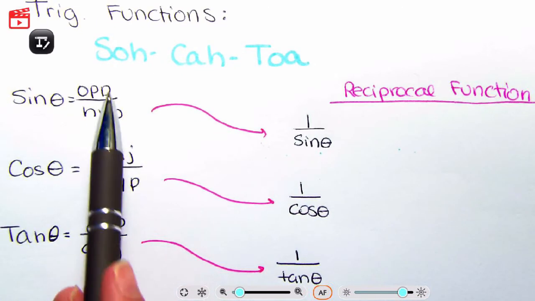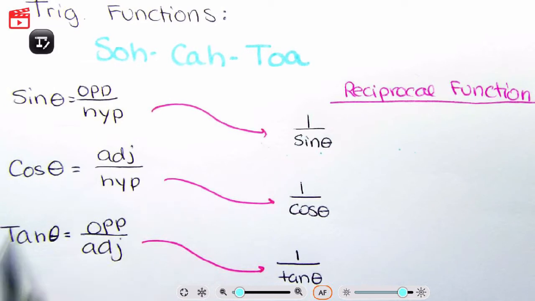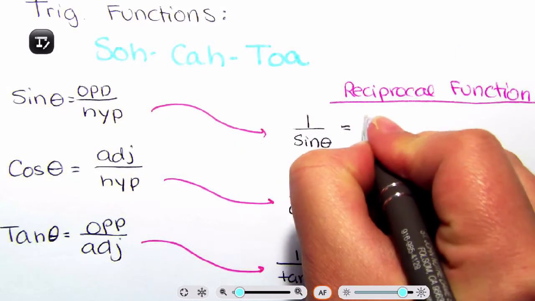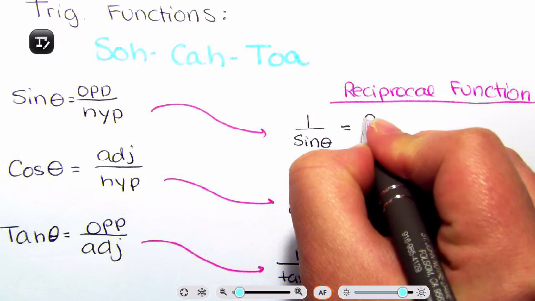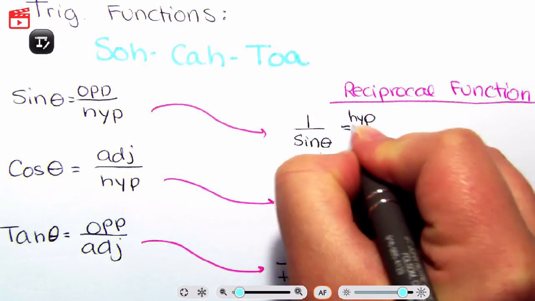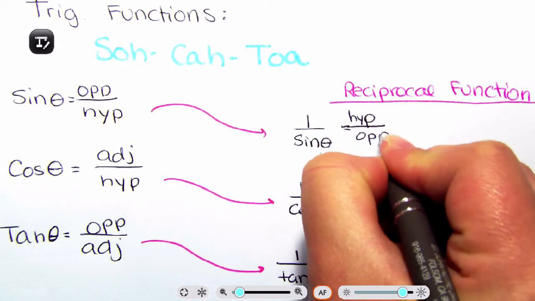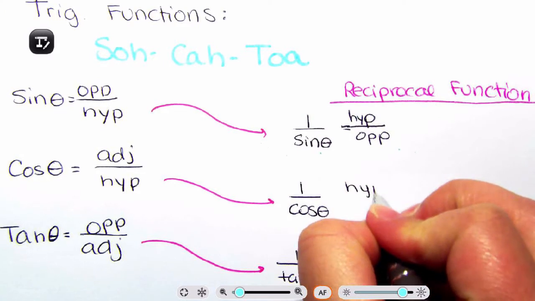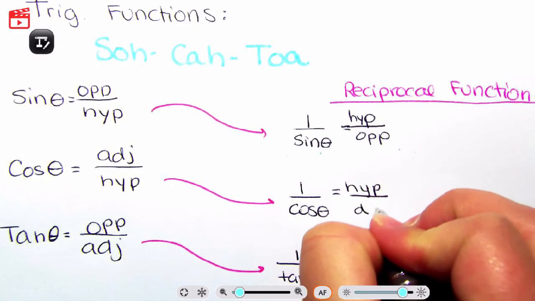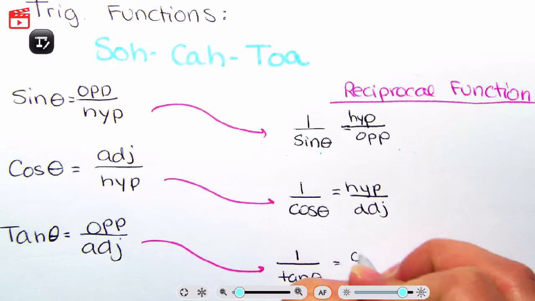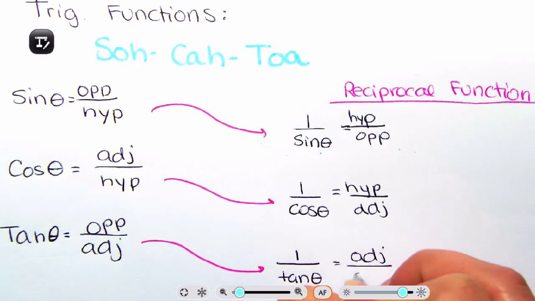So that means the definitions, opposite over hypotenuse, adjacent over hypotenuse, also need to be flipped. So now I have, whoop, already messed up. Let's see if I can say this. I can. Hypotenuse over opposite. We flip this one so it's hypotenuse over adjacent. And the last one we have is adjacent over opposite.